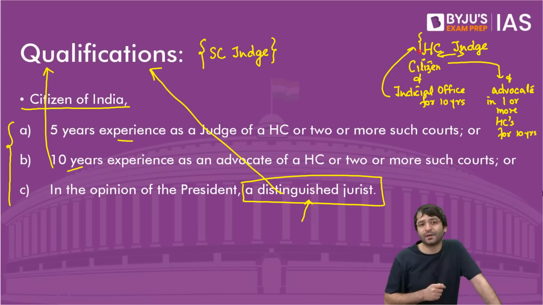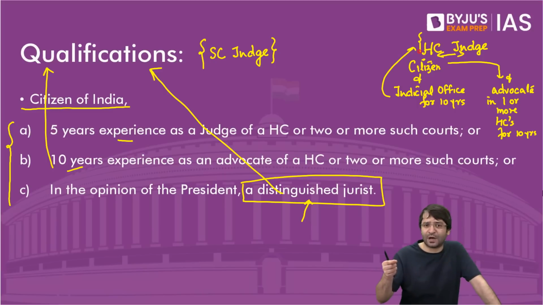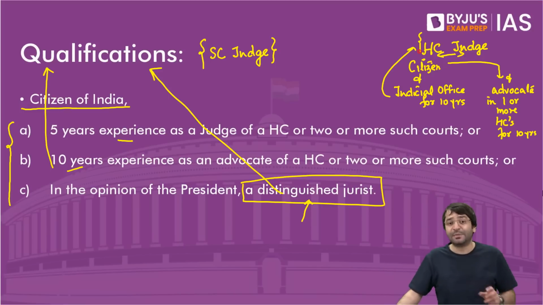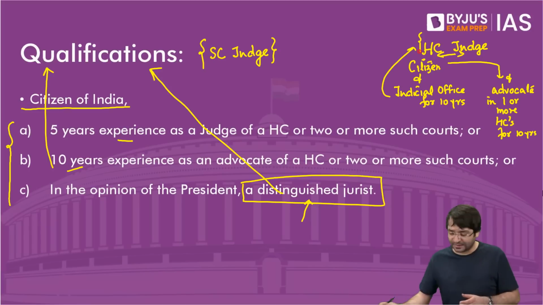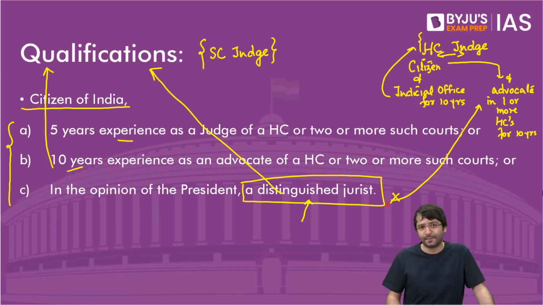For a High Court, you should be a citizen of India and you must have held a judicial office, let's say a district judge, for 10 years. If not, you are a citizen of India and you are an advocate in one or more High Courts for 10 years. You are qualified to be appointed as the judge of a High Court. That means a distinguished jurist can be directly appointed to the Supreme Court. That's the qualification. This does not apply to a High Court judge.